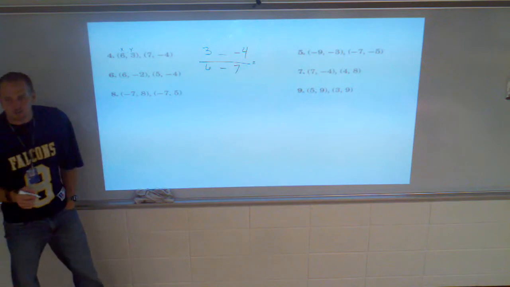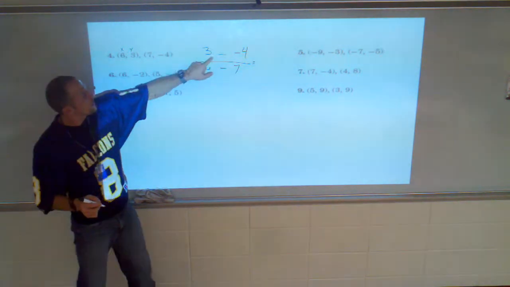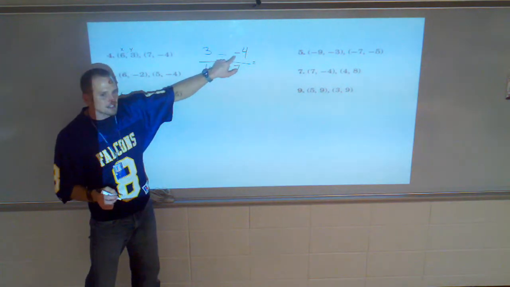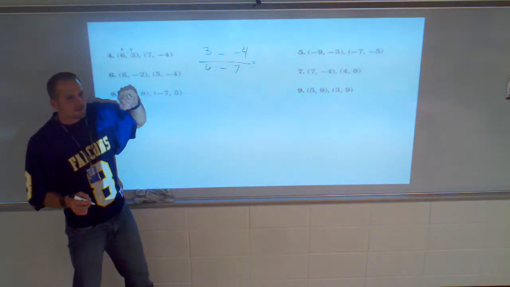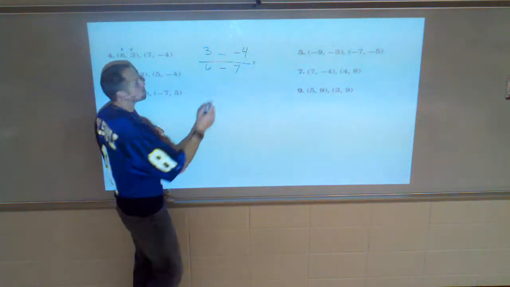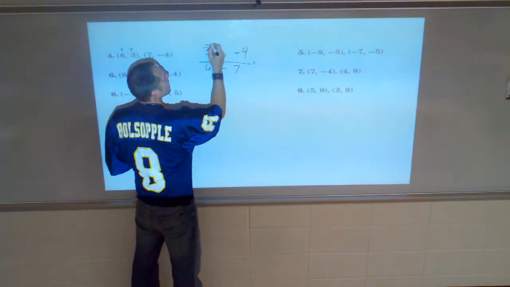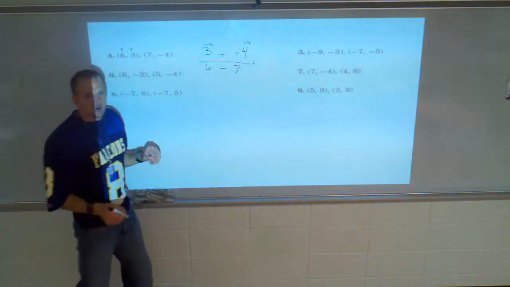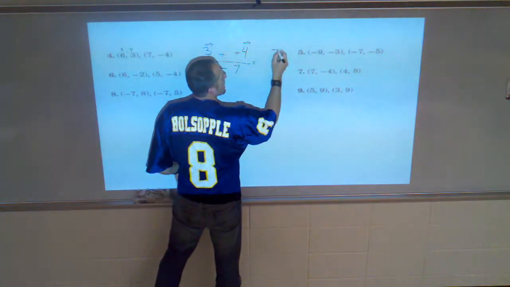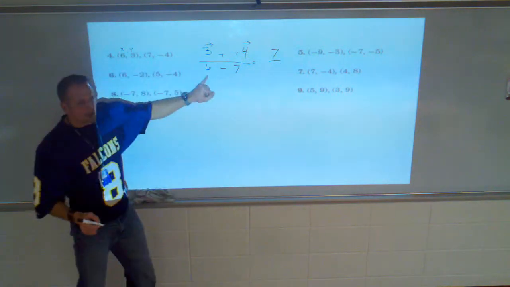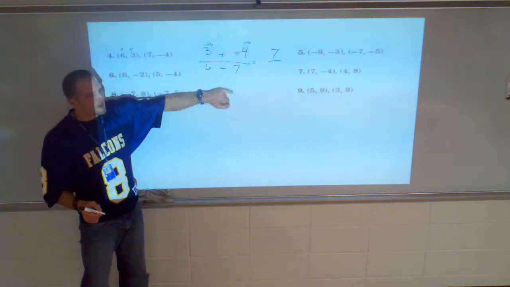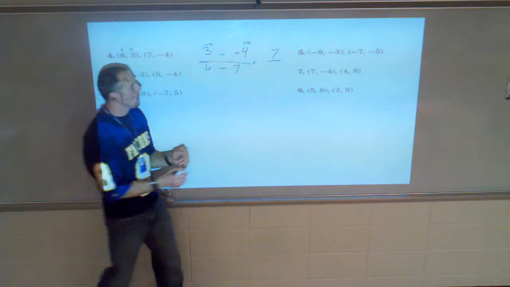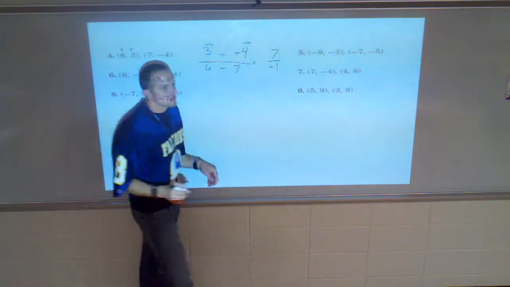Alright? Now, let's figure this out. First of all, what happens when I go minus negative? Haley, what does minus negative mean? Plus positive, very good. So I've got a +3 and a +4. Carlos, what's 3 plus 4? 7. Down on the bottom, I've got 6 minus 7. Will, if I go up 6 and come back 7, -1. So this is my slope.